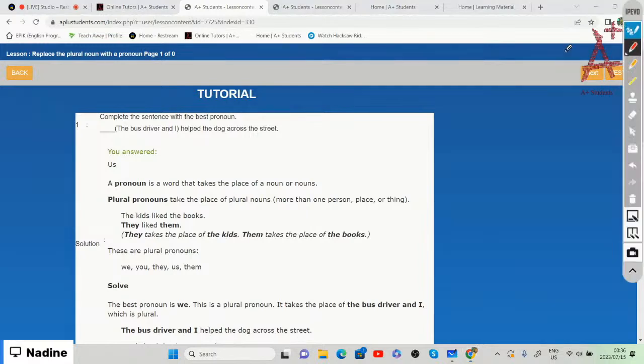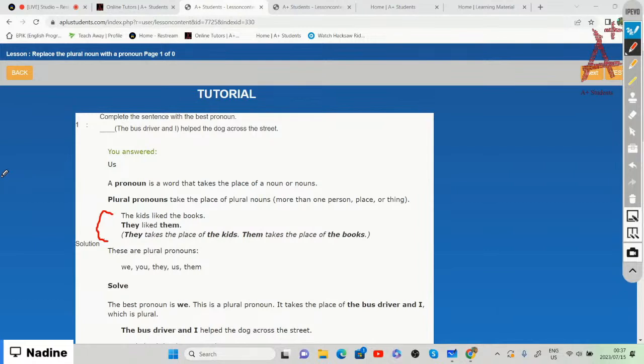And the example that we have is: the kids liked the books. So if we were to replace the words the kids, then we can say they, right? Liked them. So instead of saying the kids and the books, we can say they liked them, because we know that they refers to the kids and them refers to the books, right? So they takes the place of the kids and them takes the place of the books.